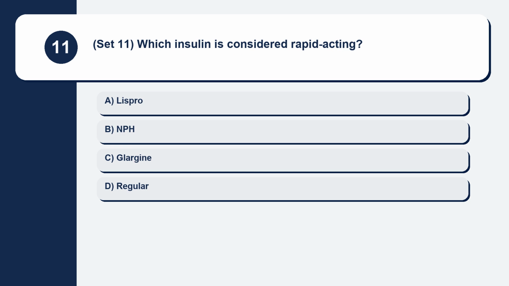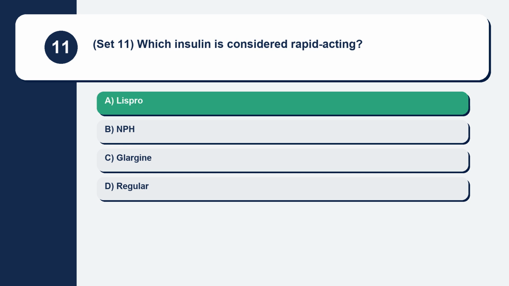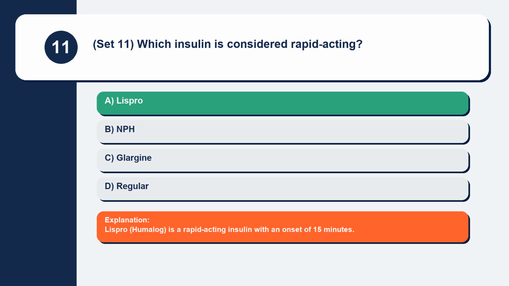Question 11. Set 11. Which insulin is considered rapid-acting? Lispro, NPH, Glargine, regular. Lispro, Humalog, is a rapid-acting insulin with an onset of 15 minutes.